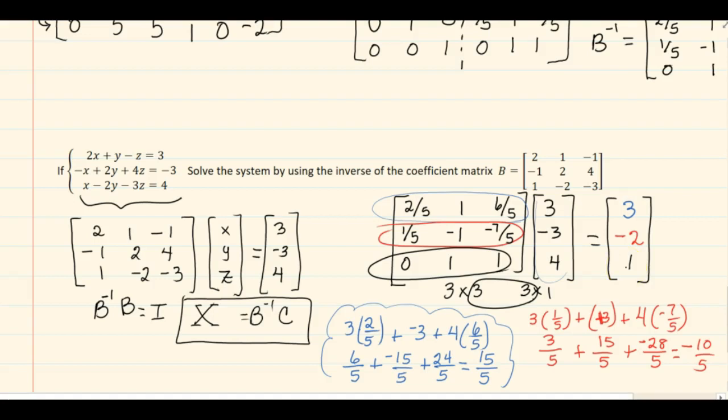So we can see that this is going to be a consistent and independent system with our solution set at the point 3, -2, 1. And that's how we write it in curly brackets. Alright, so that should fill up another page of notes.